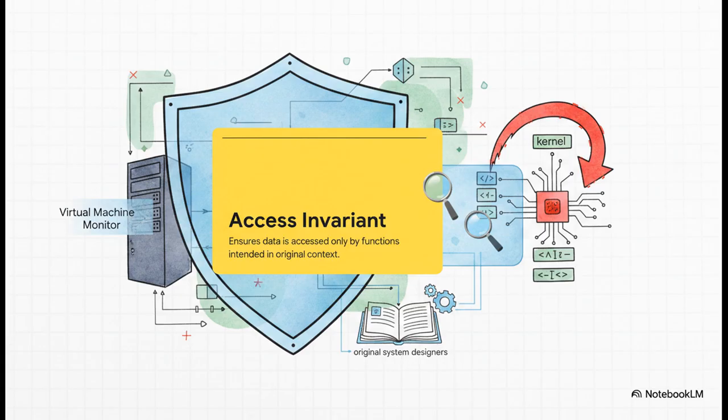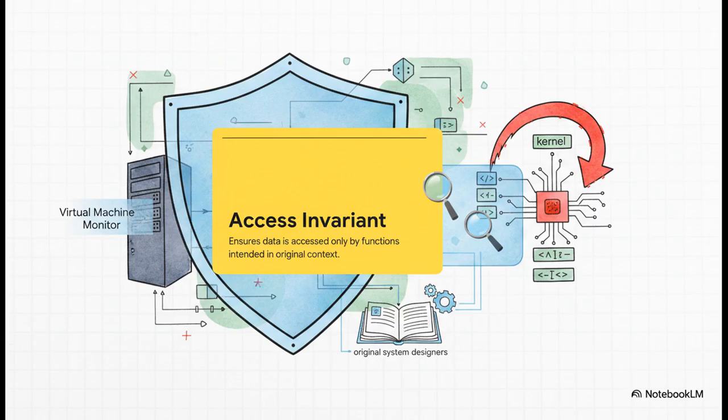Well, if we can't look at the code and we can't just take static snapshots of the data, we have to look at how the data is being accessed. This is where virtual machine monitors, or VMMs, step in to defend the system transparently from the outside. They actively block kernel data tampering by enforcing what's known as an access invariant.